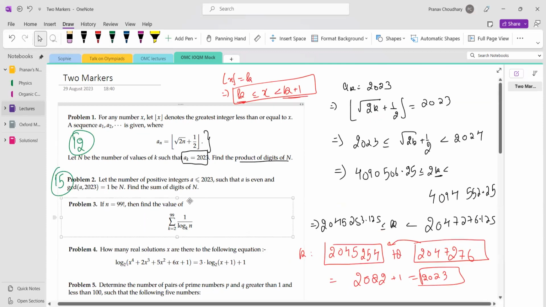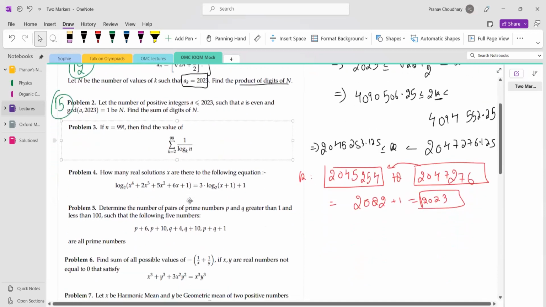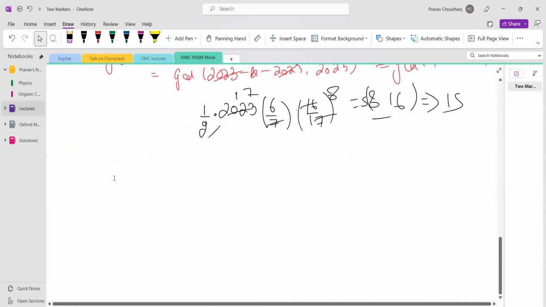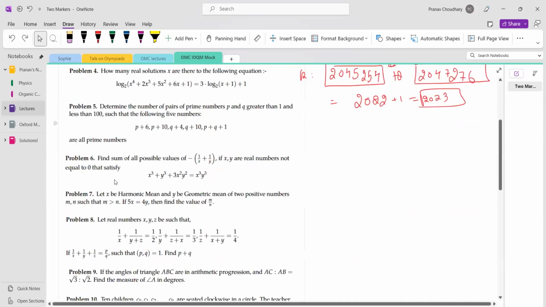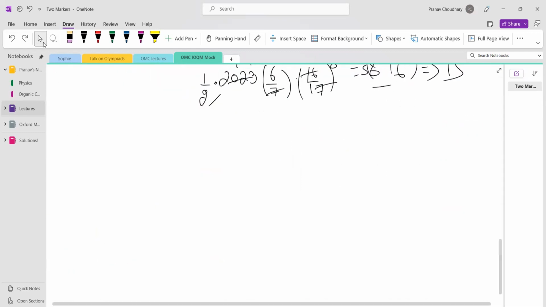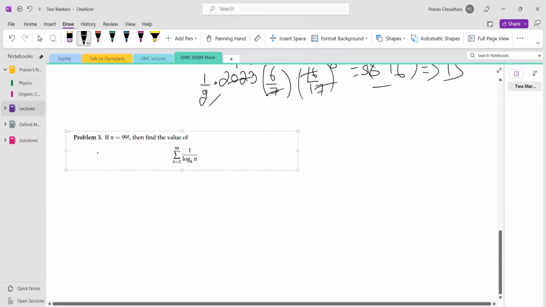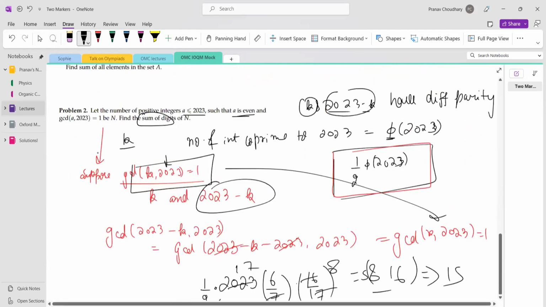Okay. Third problem, I think, is a very appropriate IOQM2 marker. It does not involve much theory and not even that many calculations, but still needs some logic. Okay, what is happening?